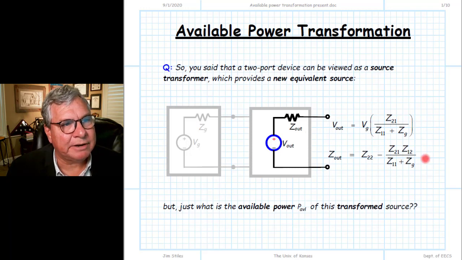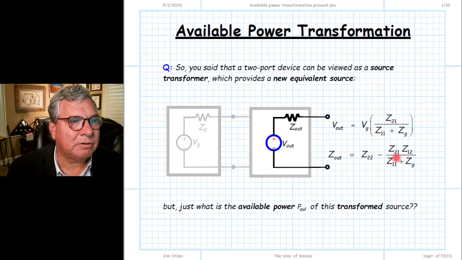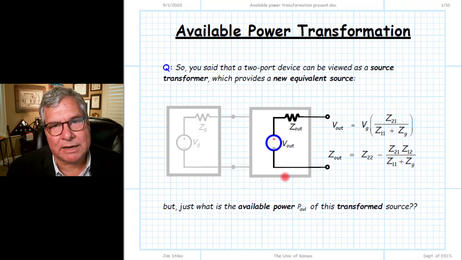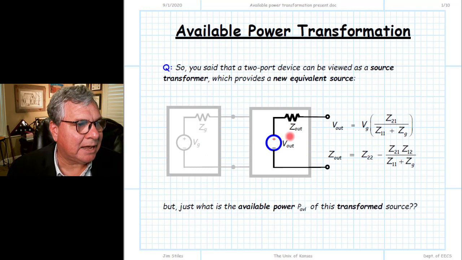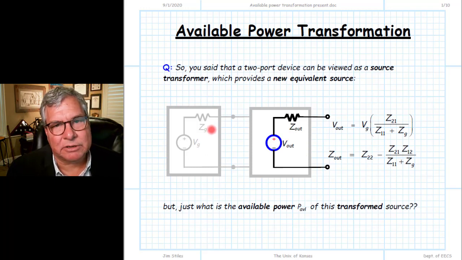And here were the transformation equations, and you can see that those values, generally speaking, are very different, and they depend on the transimpedance parameters of that two-port device that are doing the transformation. Again, V out is very different than VG, and Z out is very different than ZG, generally speaking.